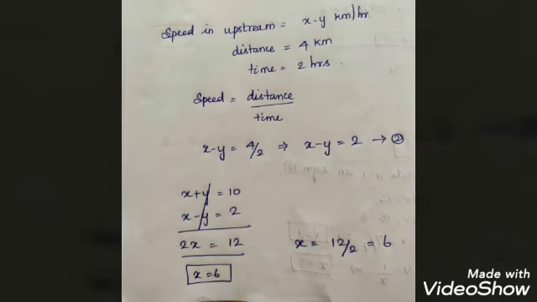Right, substituting in the distance by time formula. So speed in upstream equal to x minus y kilometer per hour. Then distance is equal to 4 kilometer. Time is equal to 2 hours. Upstream means minus, downstream means plus. So we are going to find x minus y equal to 4 by 2. x minus y equal to 2. This is equation number 2. So x plus y equal to 10, x minus y equal to 2.